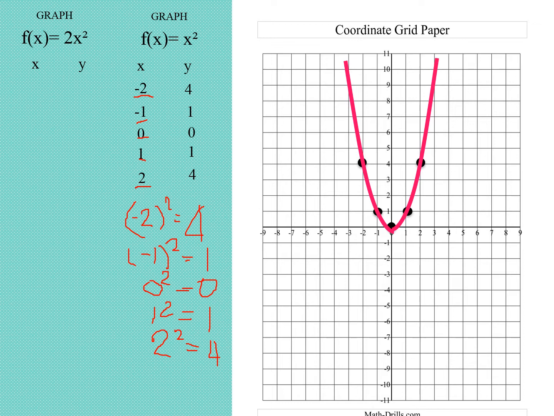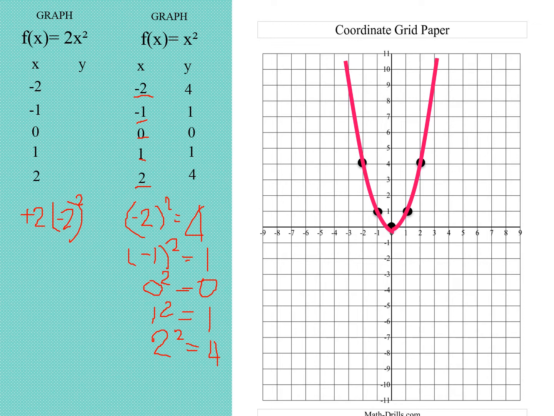Next, let's go to our f of x is equal to 2x squared. So, let's again make our x negative 2, negative 1, 0, positive 1, and positive 2. We will substitute our x values into the given 2x squared. So, let's first do our negative 2. So, we have 2 times negative 2, then we square it. So, we have, this one first has the exponent.